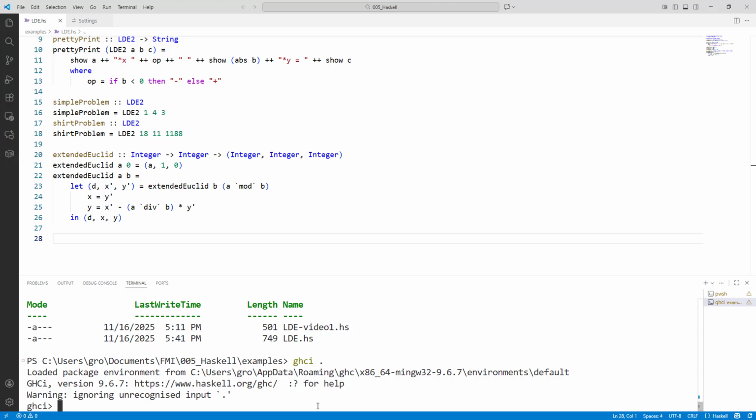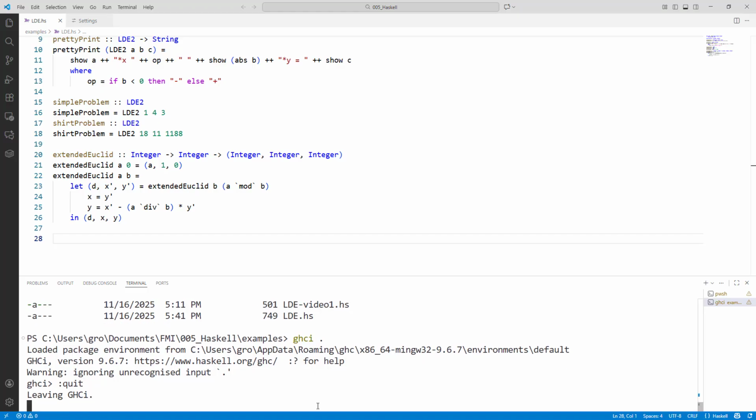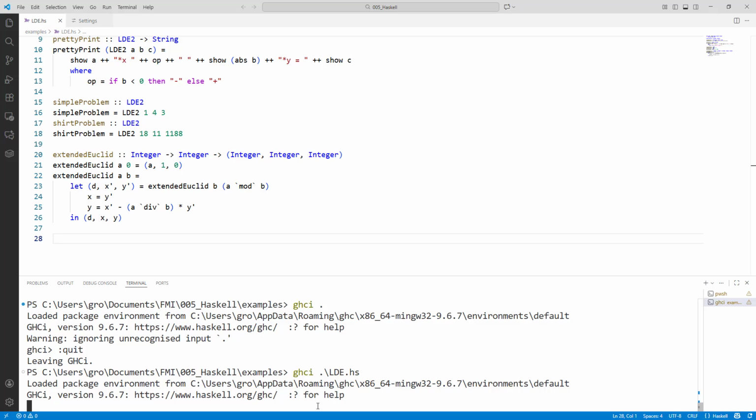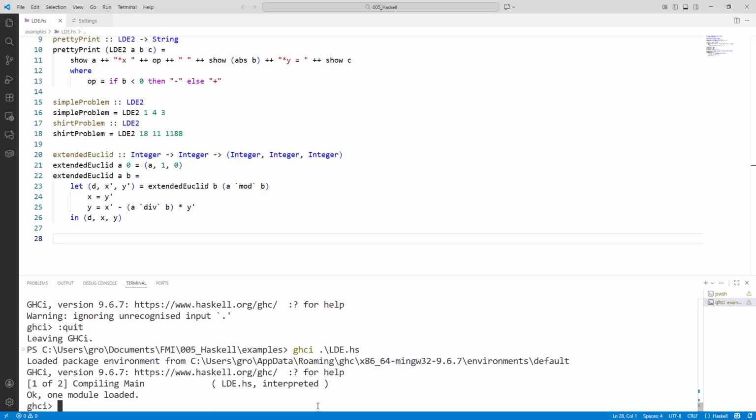GHCi. Okay, so let's load LDE, or just exit. I have never shown how we quit the GHCi. In this case, it is just quitting LDE.hs. And now let's try the extended Euclid with 1 and 4. Now it should be working.